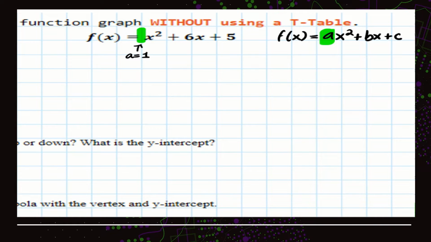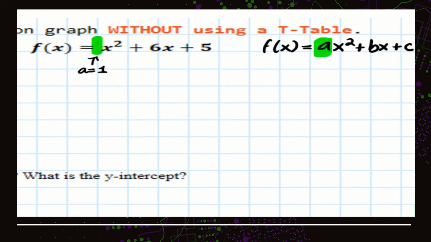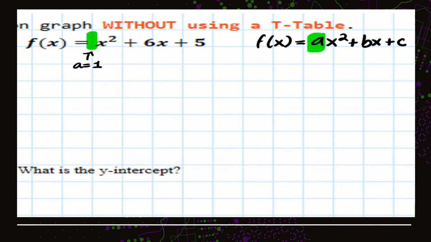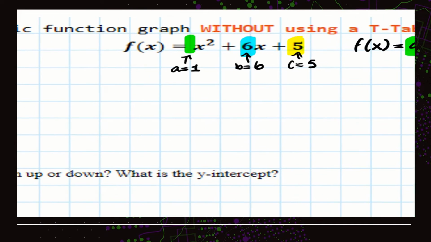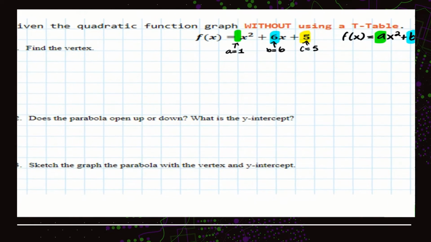So let's go ahead and identify those numbers in the problem that we have here. If you notice, the A doesn't appear in our problem, which means that it's 1. It's an implied 1 there. It's the number before the x squared. Your B is 6 in this problem, and C, which is your constant, is going to be 5. We're going to be using these three values to help us find points so that we can graph our parabola.